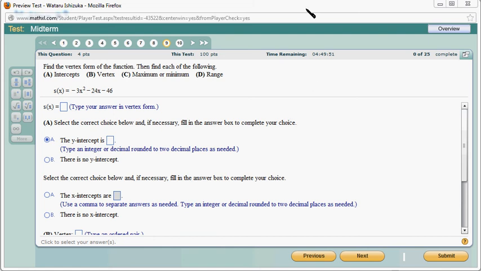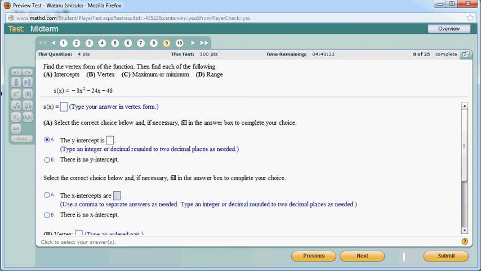Okay, let's look at the midterm problem number 9. We have a quadratic function given, and we want to find the intercepts, vertex, maximum or minimum, and the range. So let's do that.